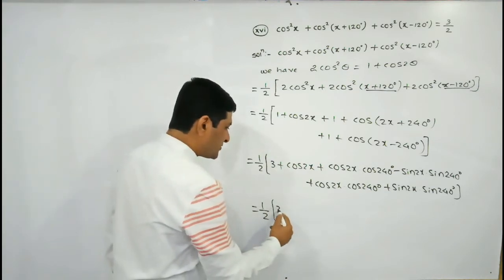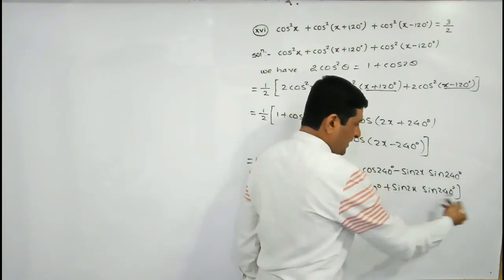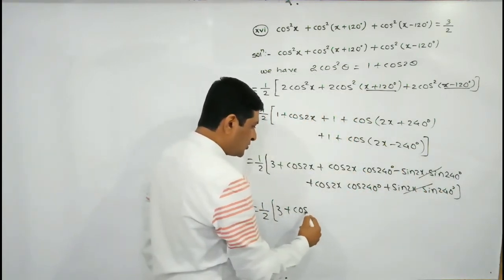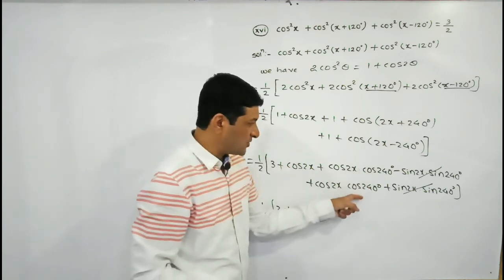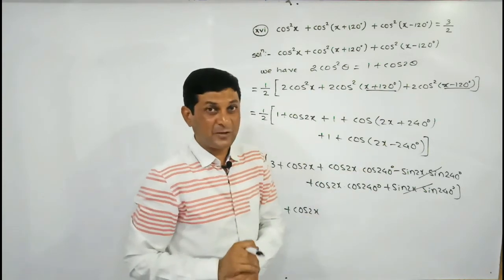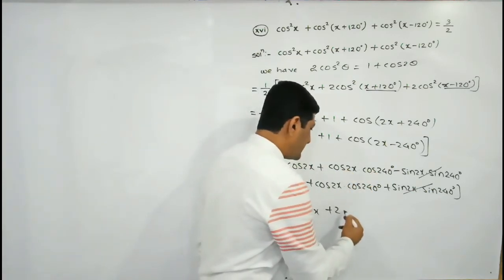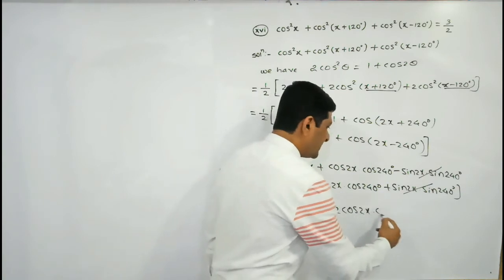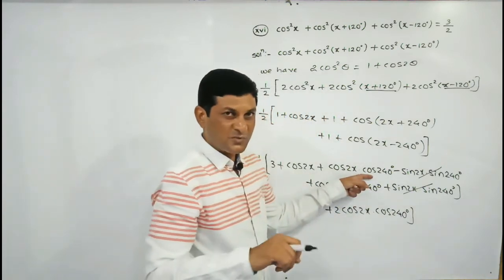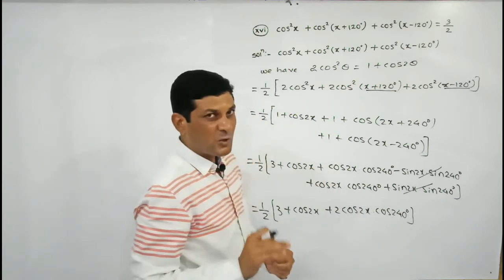So 1 by 2 keep it as it is, 3 also as it is. Here we can observe that minus sin 2x into sin 240 and plus sin 2x into sin 240 will get cancelled. Keep this 3 as it is, cos 2x also as it is. And if you observe these two terms, exactly the same terms are there, and we know that the addition of two same terms, that is x plus x, will be twice x. So in the same way, the addition of these two terms will be equal to twice cos 2x into cos 240 degrees. Isn't it? Cos 2x into cos 240 degrees plus cos 2x into cos 240 degrees will be twice cos 2x into cos 240 degrees.